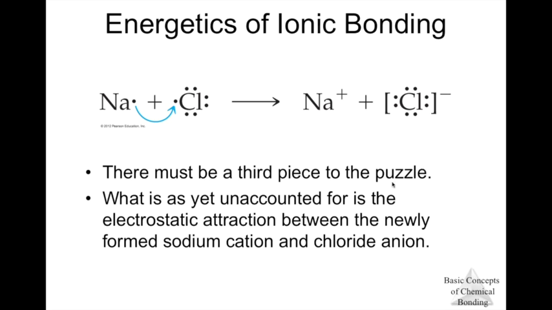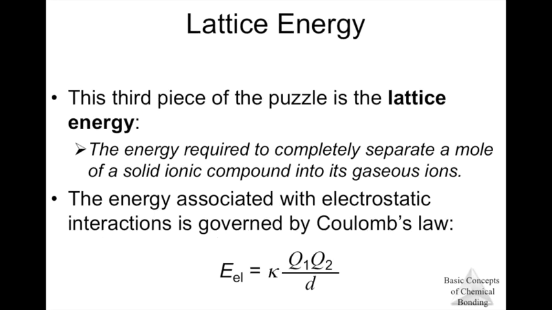And so what is going on is the electrostatic attraction between the newly formed sodium cation and chloride anion, right? So these guys are attracted to each other, and that's something that wasn't accounted for in the energetics of taking away the electron and then giving the electron to the chlorine. And so that is called the lattice energy. So it's the amount of energy to completely separate a mole of a solid ionic compound into its gaseous ions. And this is basically governed by Coulomb's law.